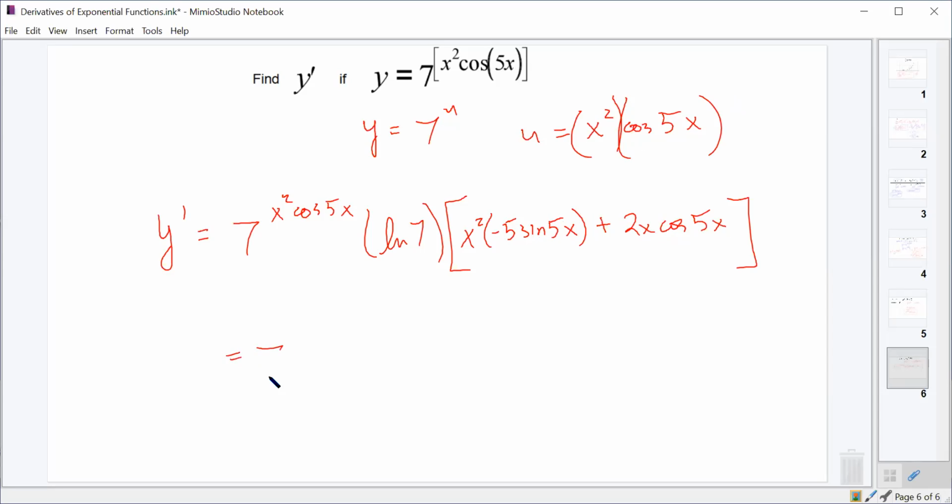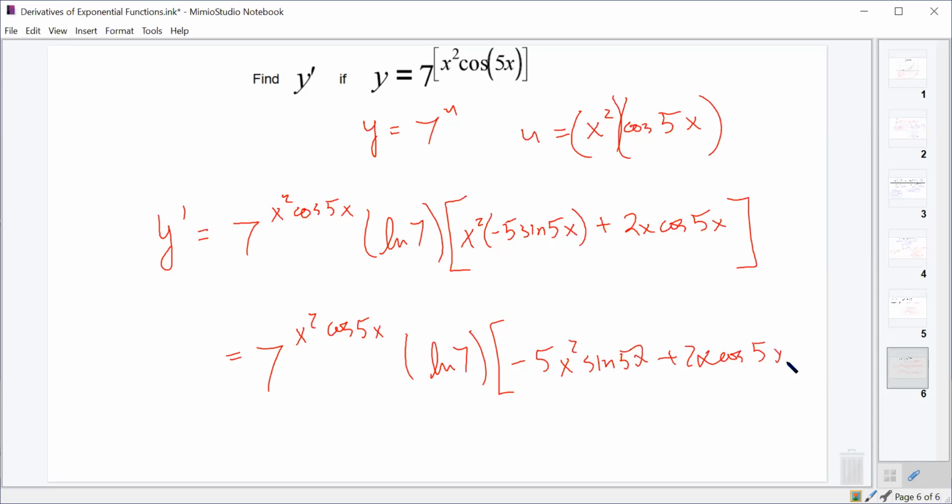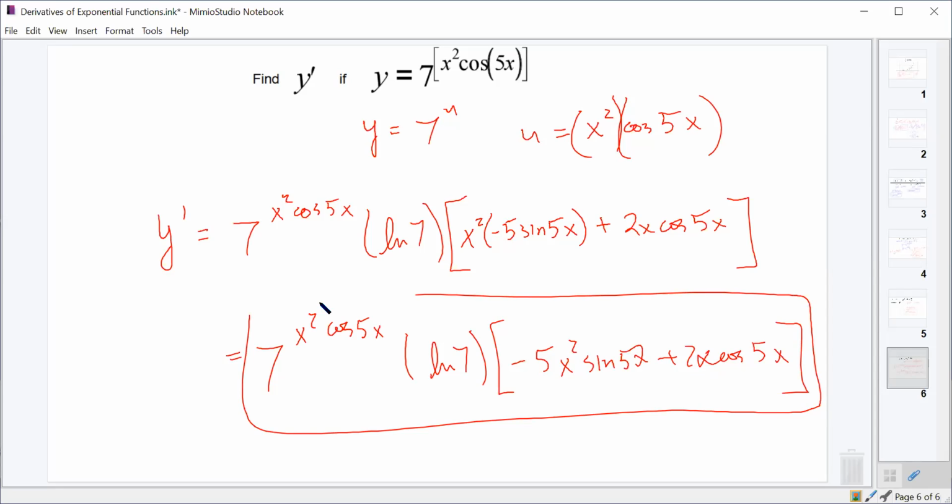All right. So our final answer, if we wanted to simplify ever so slightly, would be negative, pull that negative 5 out of there. Negative 5x squared sine 5x plus 2x cosine 5x. Any questions on that? Everybody good? No questions.